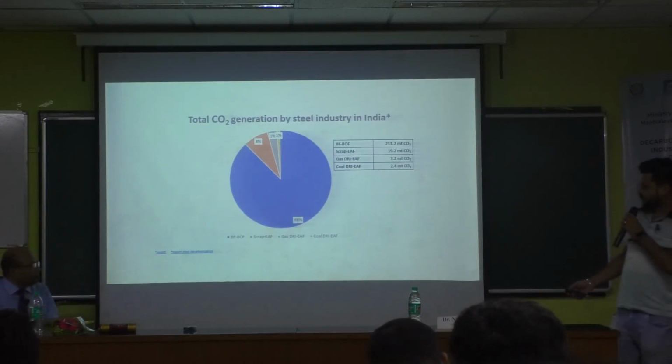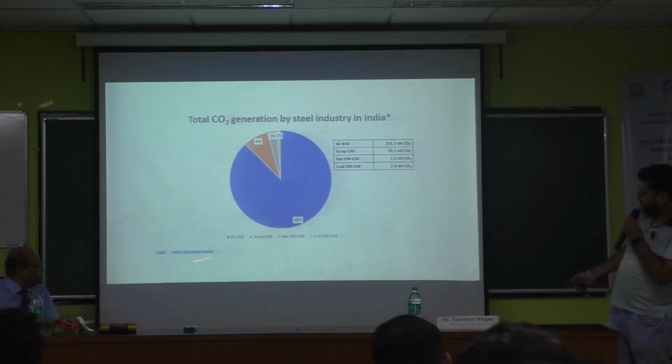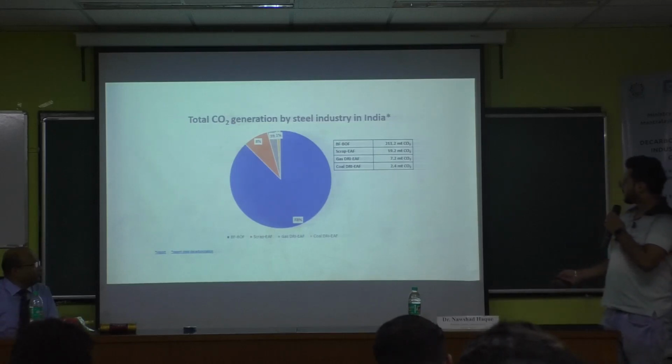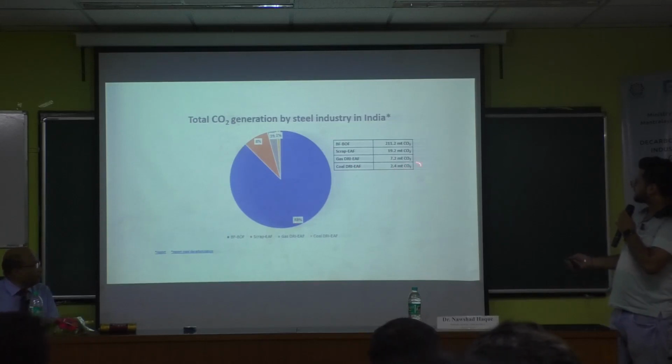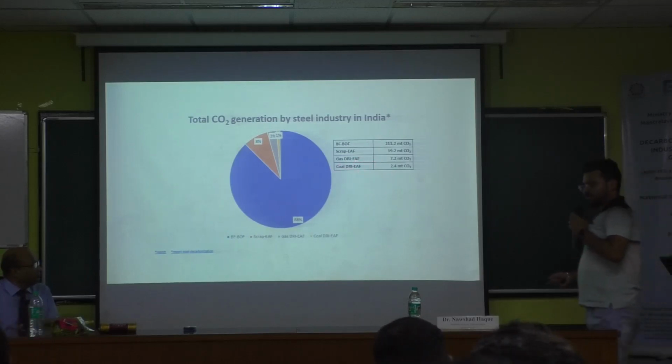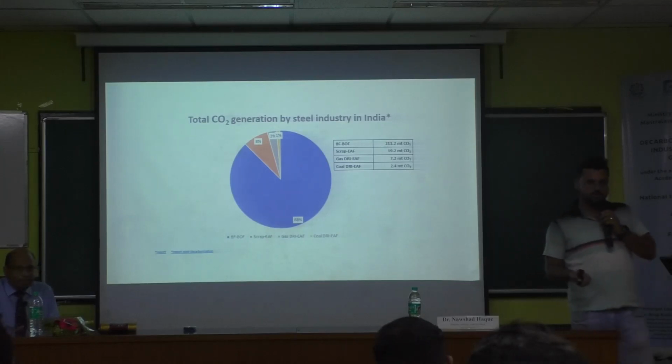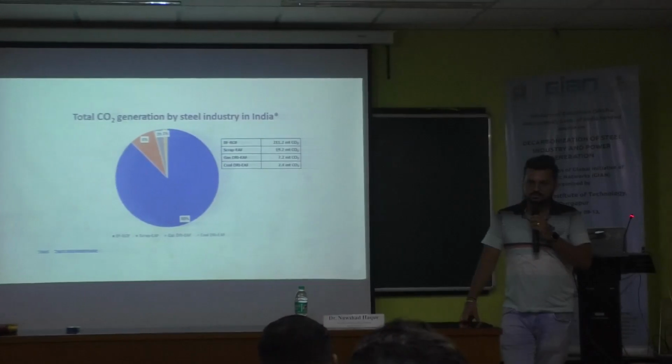Basically, we have done a report. Total steel generation by the steel industry in India: we have calculated that the latest figure is 11.2 million ton of CO2 produced. With scrap DRI it is 9.2, and gas DRI is 10.24. Why? Because in India we are producing more CO2 in recent months.